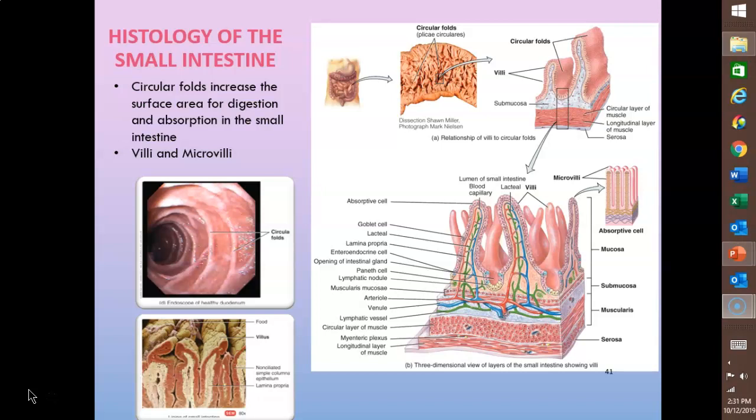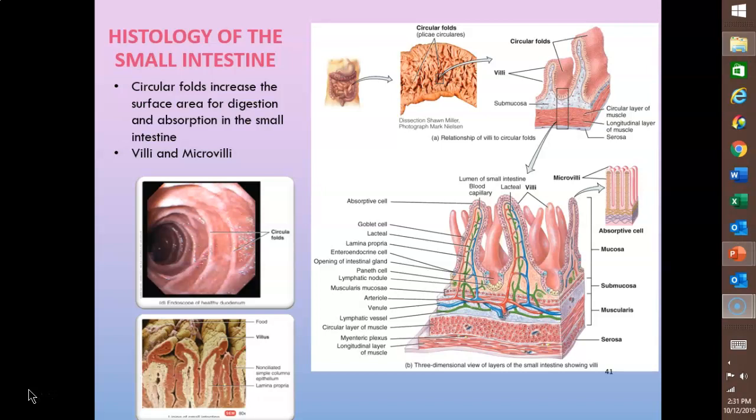The submucosa contains intestinal or duodenal glands that secrete an alkaline mucus that helps to neutralize that gastric acid that was in the chyme. Even though the wall of the small intestine has the same 4 basic layers as the rest of the GI tract, special features are going to help to aid the process of digestion and absorption, and these include the circular folds, the villi, and the microvilli.